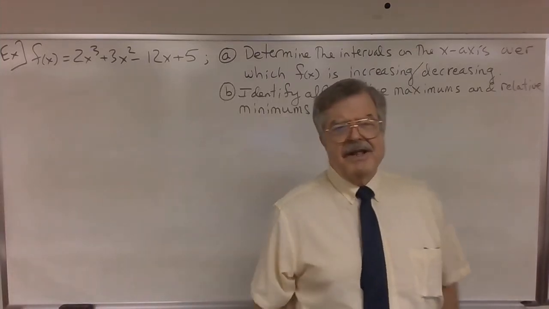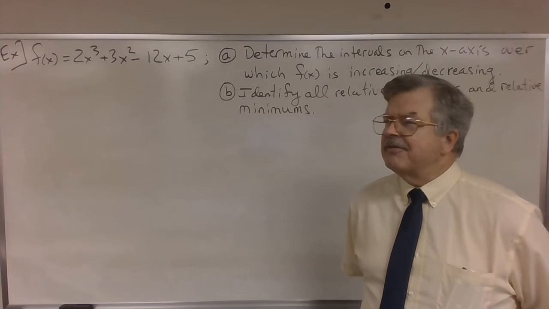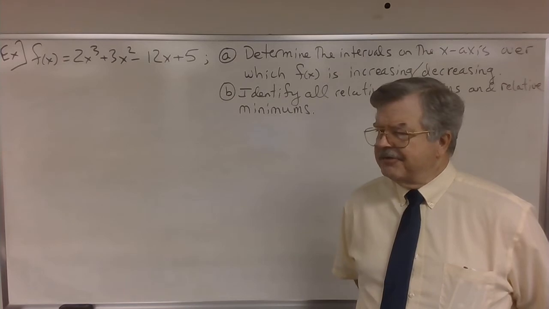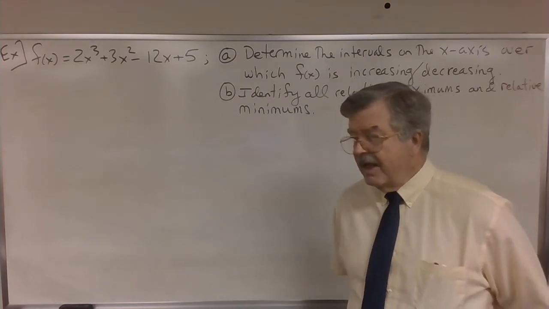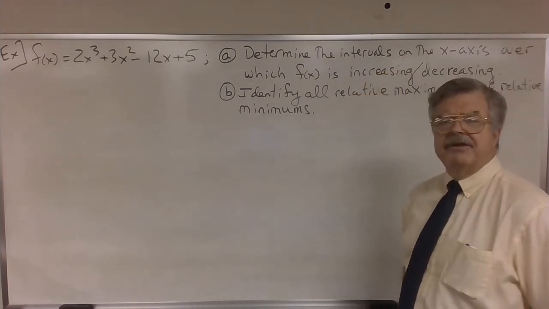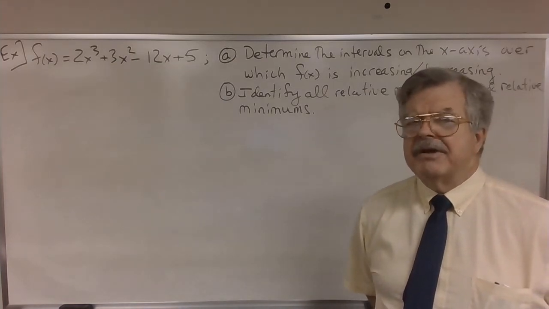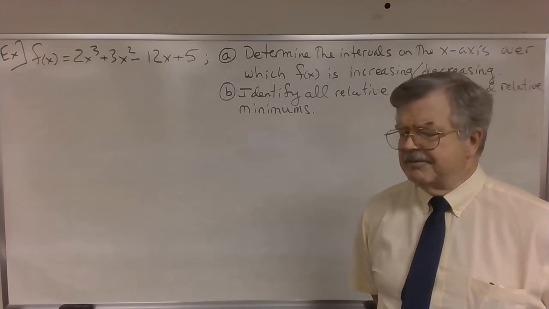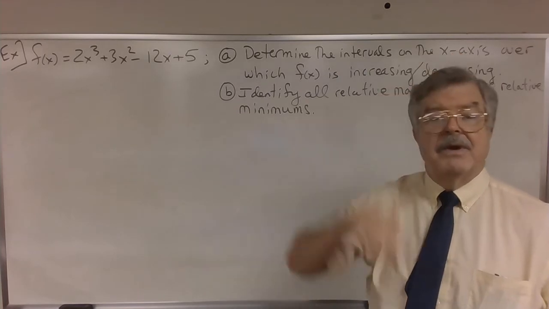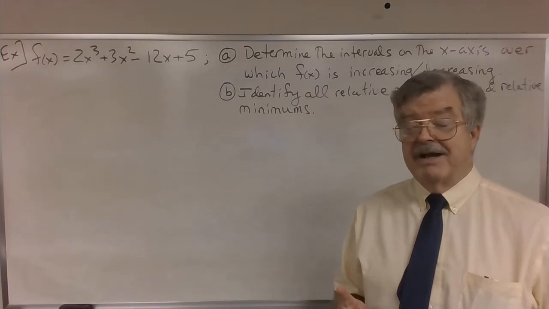Since we've never done anything like this before, I guess the first thing we have to figure out is, what do we do? What do we need to do? What should our first step be? Now, we're going to be looking for intervals over which f of x is increasing and decreasing. And what do we know about increasing and decreasing functions? A function's increasing exactly when what? The derivative is positive, right?